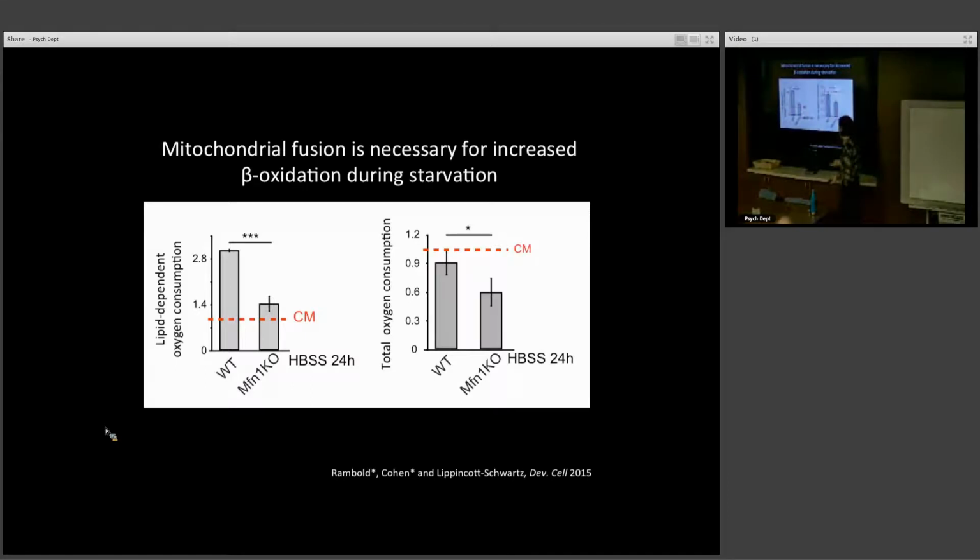So it is. If we look at lipid-dependent mitochondrial oxygen consumption, we find that wild-type cells increase their beta oxidation about threefold in response to starvation, which allows them to maintain their total oxygen consumption at unstarved levels, at least for 24 hours. In contrast, the mitofusin 1 knockouts, which can't fuse their mitochondria, are not able to upregulate beta oxidation, so their total mitochondrial oxygen consumption goes down.